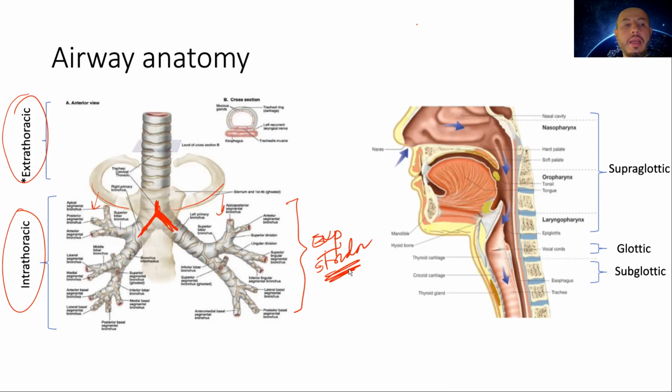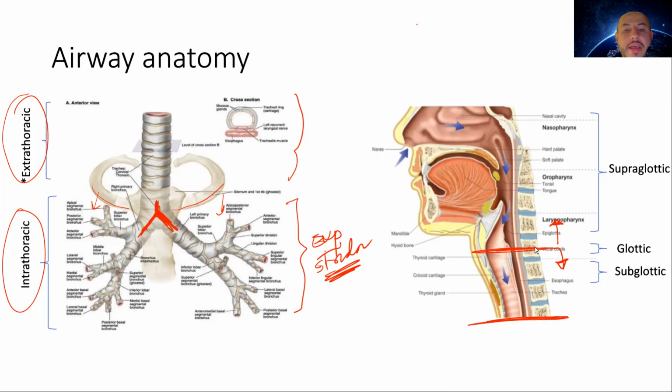Any obstruction at the extrathoracic level usually gives you inspiratory stridor, but can also give you biphasic stridor if the obstruction is at the level of the vocal cord or below. So obstruction at the level of the vocal cord or below is usually inspiratory, but can be biphasic. Any obstruction above the vocal cord usually gives you inspiratory stridor.